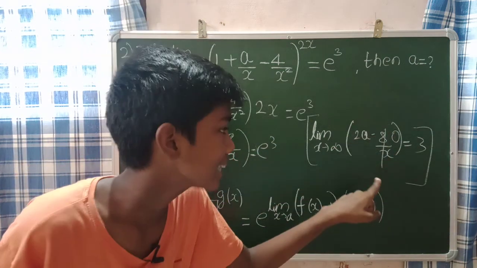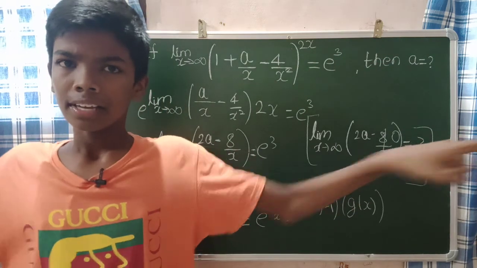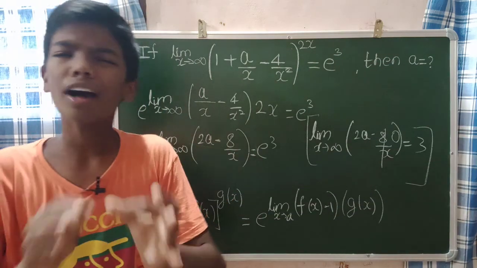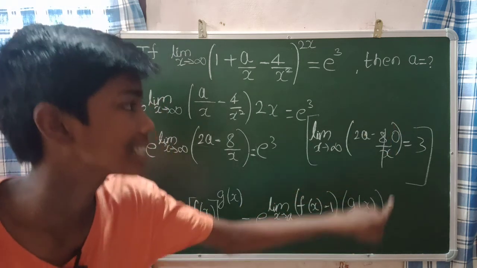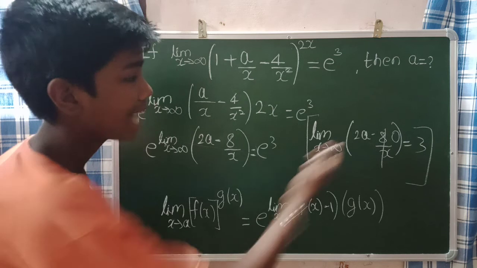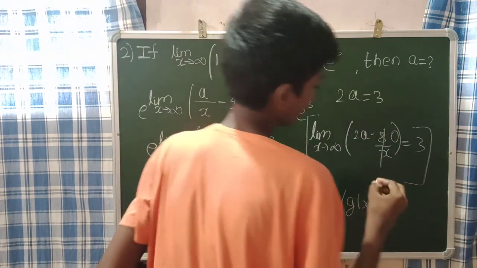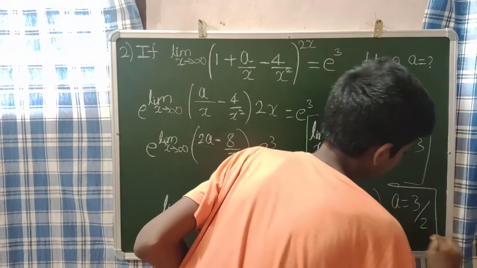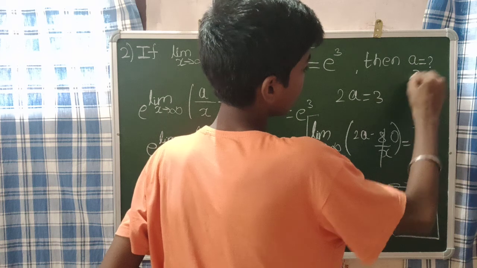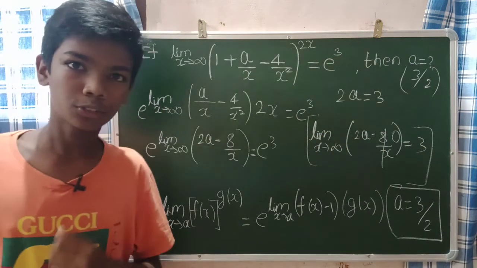8 by x, when x tends to infinity, will be nothing but 8 divided by such a large number. 8 divided by such a large number will be almost 0, right? Almost equal to 0. That is why I am writing this 8 by x as 0 when x tends to infinity. So directly I will get the limit as 2a is equal to 3. If 2a is equal to 3, then of course a is equal to 3 by 2. And that's the answer for this question. So the answer is 3 by 2. That's all about this question. Let us move on to our next question.